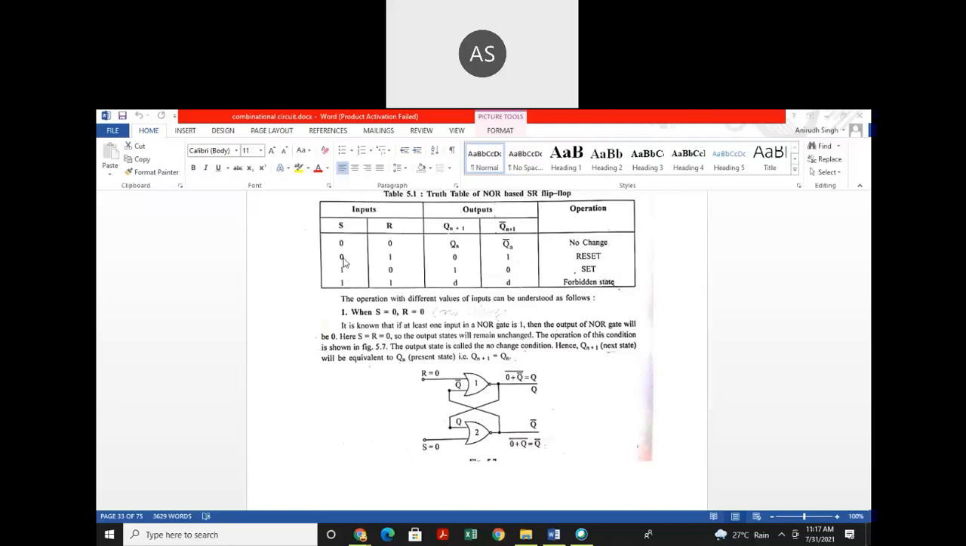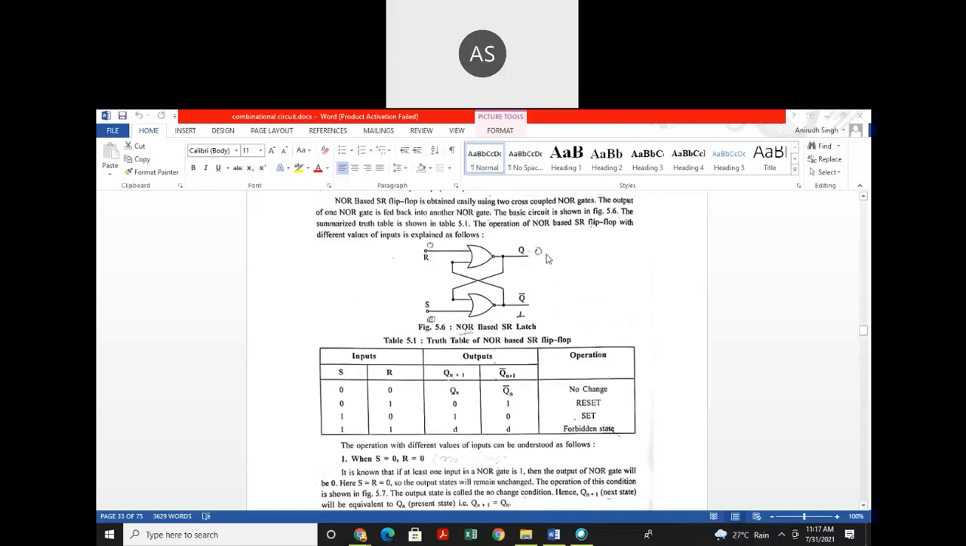Similarly, when S is 0, R is 1, then Q is 0 and Q bar is 1, and this state is known as reset state. It means that if Q is 0, this is reset state, and if Q is 1, then this is set state.